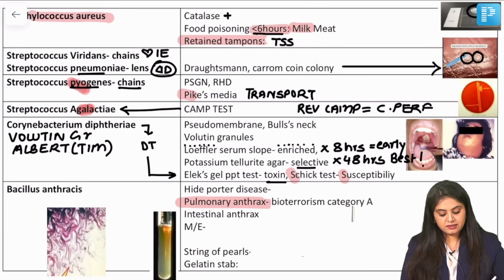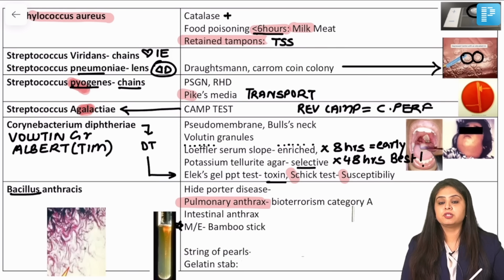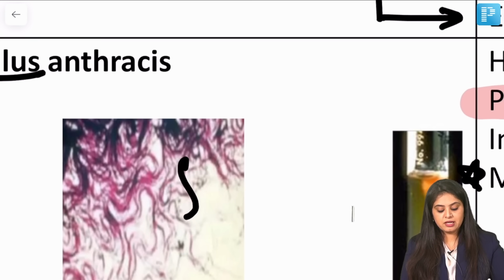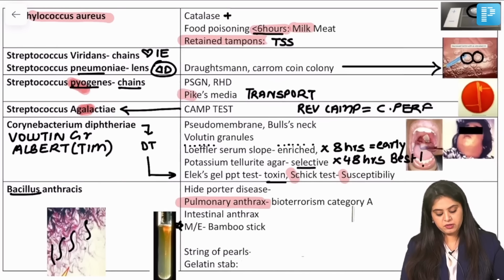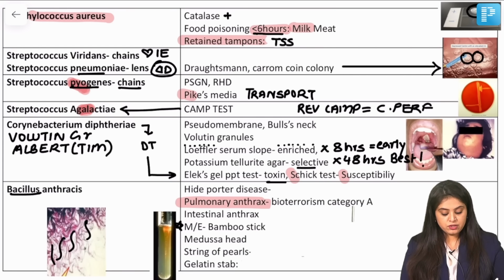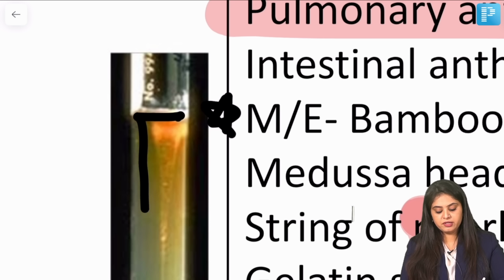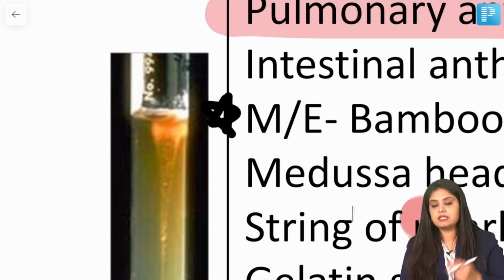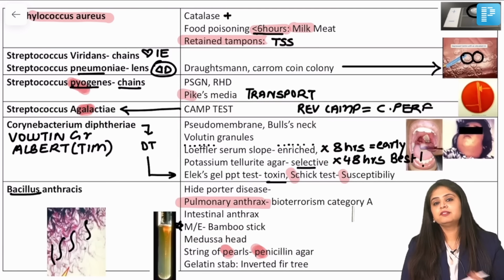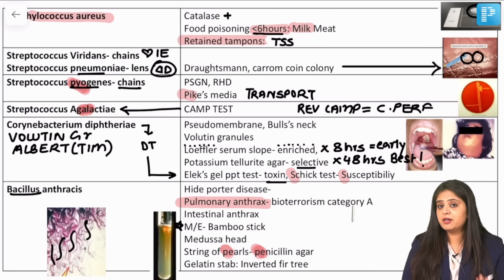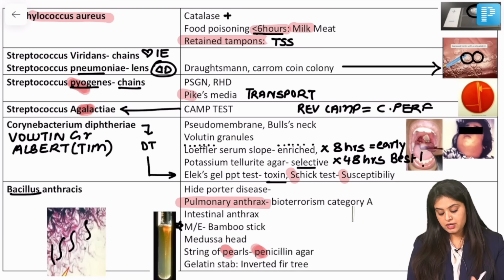Now when I look at anthrax, it has the classical bamboo stick appearance, a previous year question which is important. This picture over here shows you the classical head, that is medusa head appearance, which I see over here. Then it shows you the string of pearls appearance, which is seen on a classical penicillin agar, and on a gelatin it shows you inverted fir tree, like you can see over here. This is looking like an upside down tree, so inverted fir tree. All these appearances are for anthrax. Category A bioterrorism agent, it is very important. Moving on to the next.